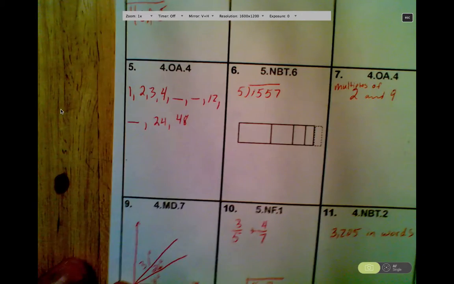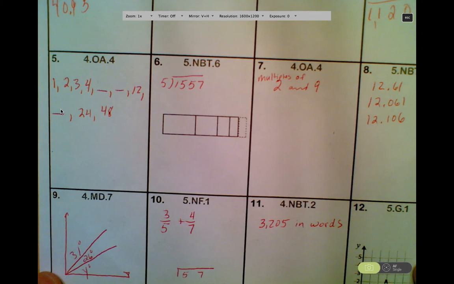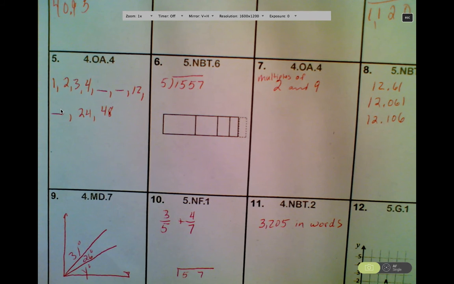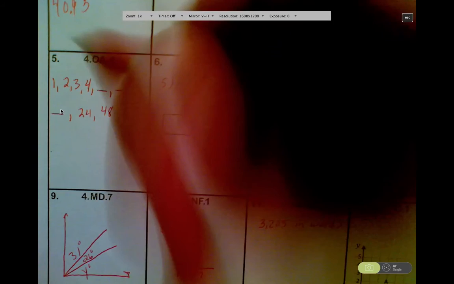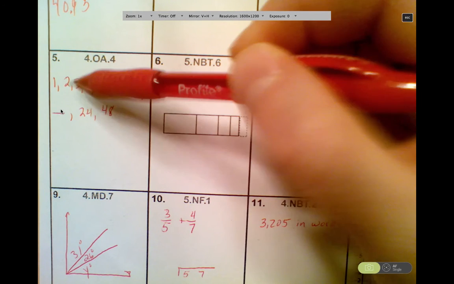Number 5 is asking to do 48 is a multiple of 1, 2, 3, 4, blank, blank, 12, blank, 24, and 48. Basically, when you're trying to find a multiple, that's the same thing as saying what are all the factors of 48. So 1, 2, 3, 4, and when they're written like this, you're looking from the first one to the last one.